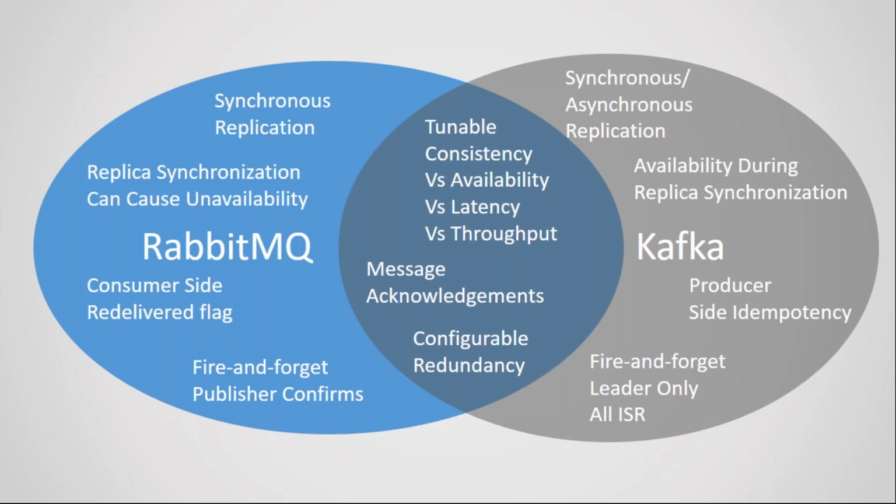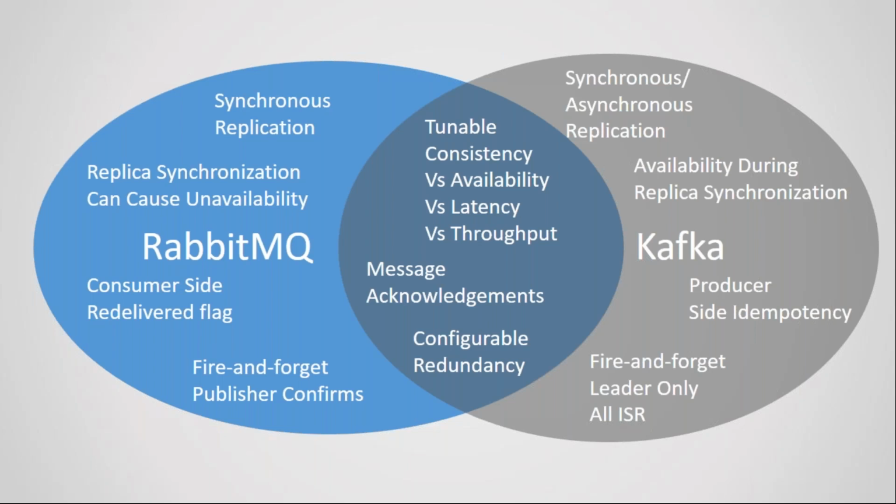Then they both use message acknowledgements. They have configurable redundancy. Where they differ a bit is that the replication in RabbitMQ is synchronous, and in Kafka you can do it synchronously, where you use acks equals all, where the producer waits, or asynchronously, where maybe you only wait for the leader or you don't wait at all.